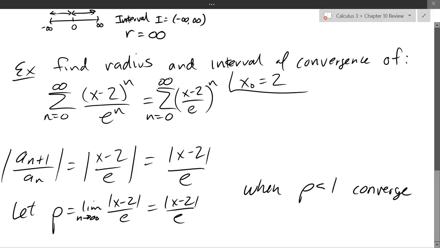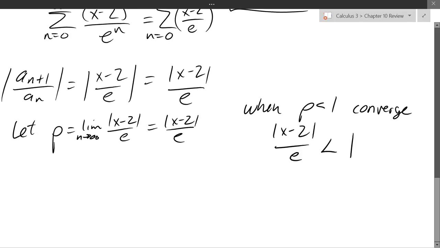So what is rho? Rho is the absolute value of x minus 2 over e, less than 1. So I want to know what x values this is true for. How do I solve for x? Easy first step. Multiply by e.